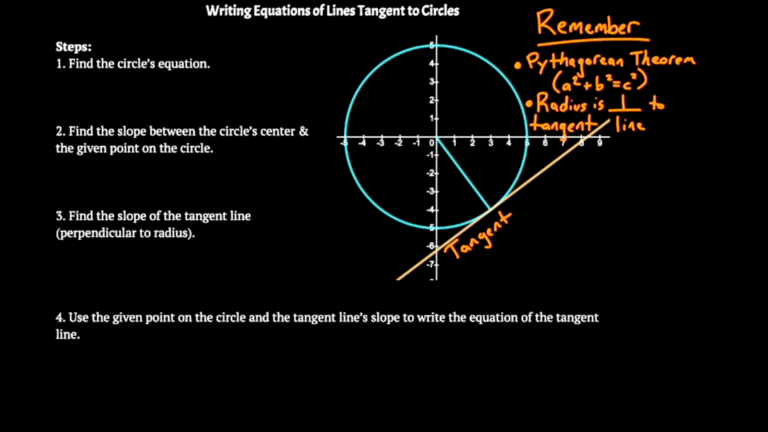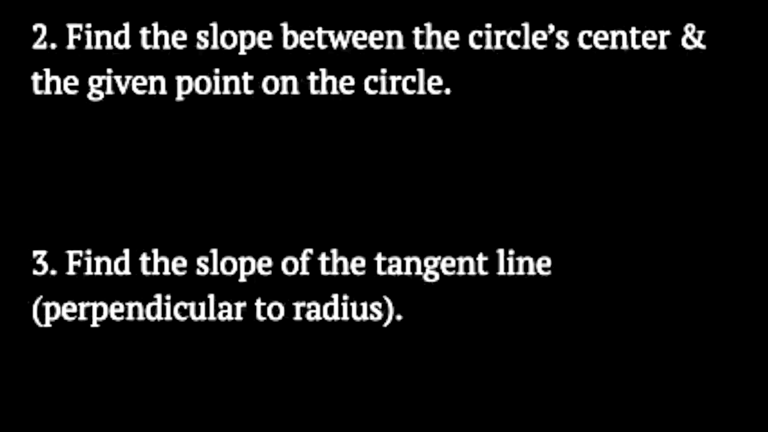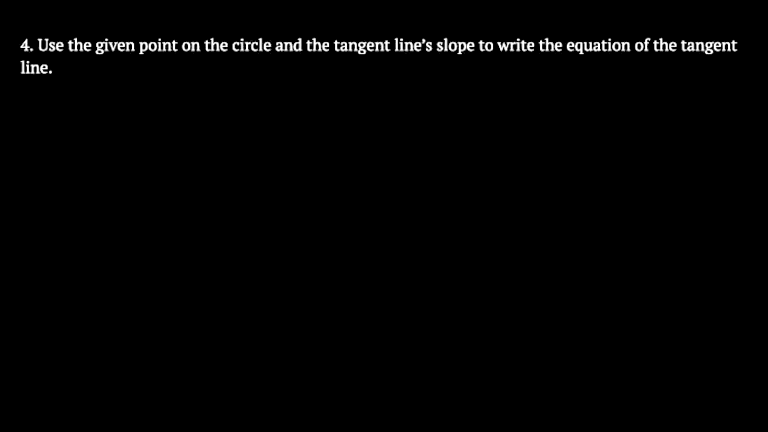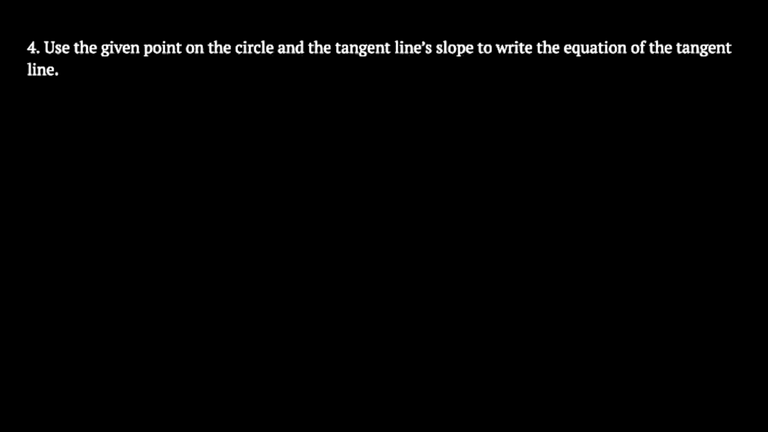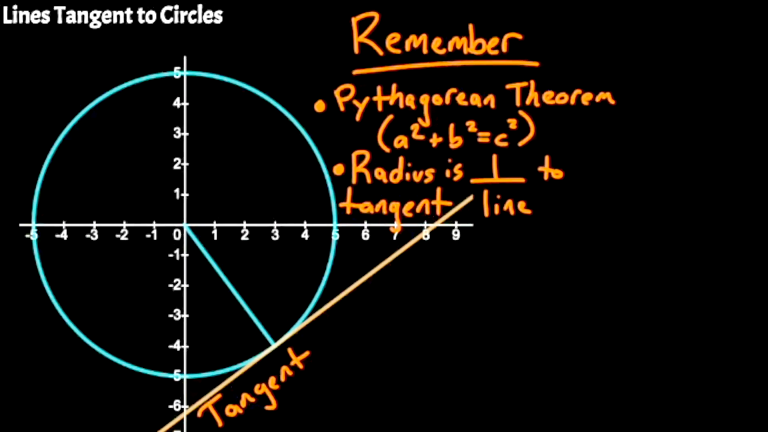So we have some steps written out here for us to follow. Number one says to find the circle's equation, then we're going to use the slope between the circle's center and the given point on the circle, find the slope of the tangent line, and then finally use all that information to write the equation of the tangent line. But I'm actually going to walk you through that backwards so you can see why we need to do all these things.